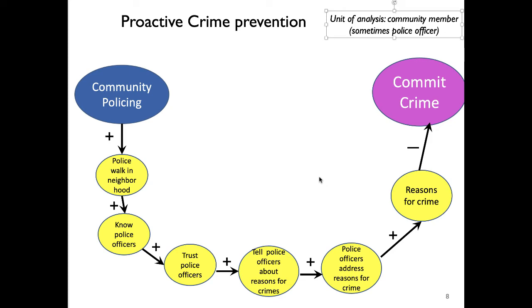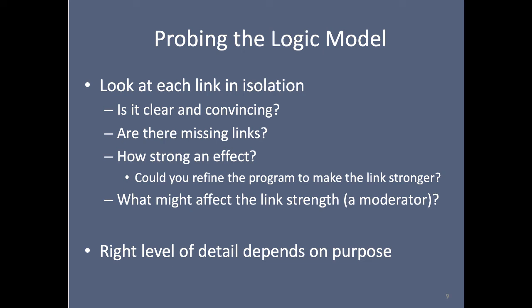Yeah, that's still kind of vague. This was my best attempt after I looked up proactive crime prevention as one of the mechanisms through which community policing works, but you can see I really need to know more about what I'm talking about. But again, you're going to want to look at each link. Is it clear and convincing? How strong an effect is it? Can you refine it to make it stronger? And again, this level of detail is for brainstorming. It's for you to think about how to make the program more effective.